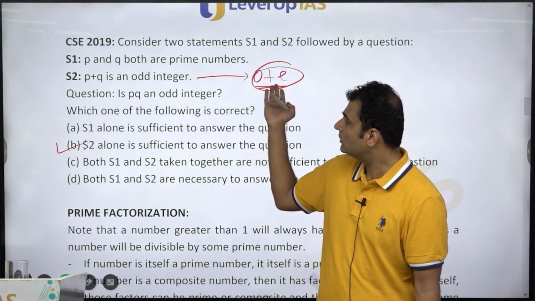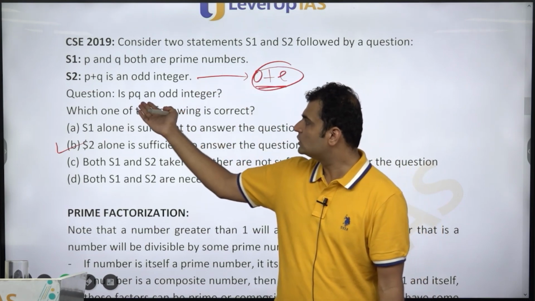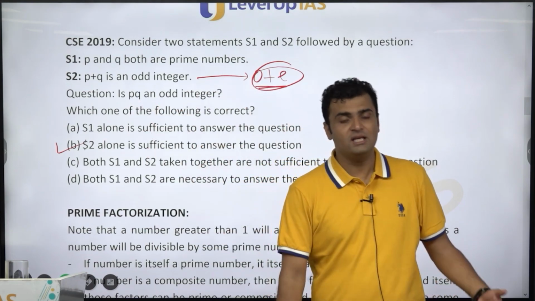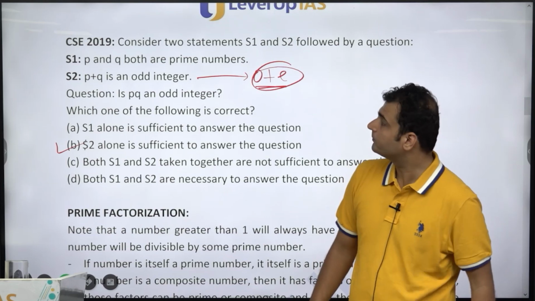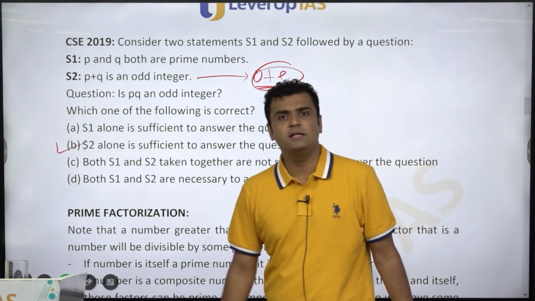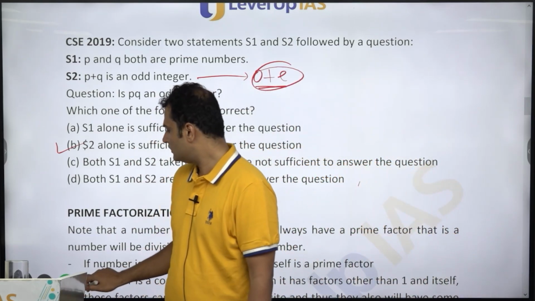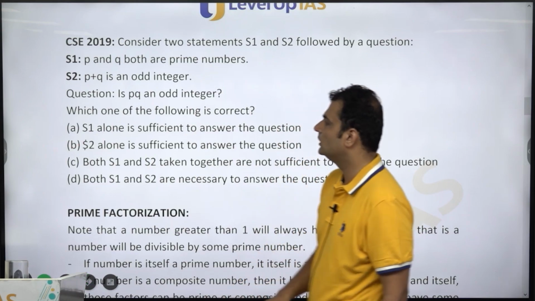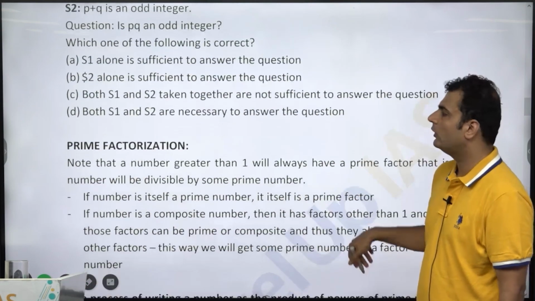And then once we know this, the product is always even, it cannot be odd, right? So the answer here is B. I hope this was clear.